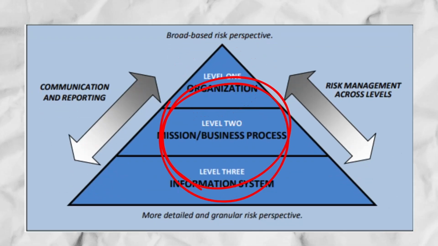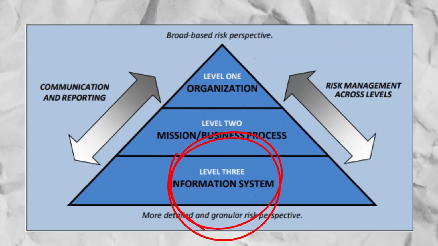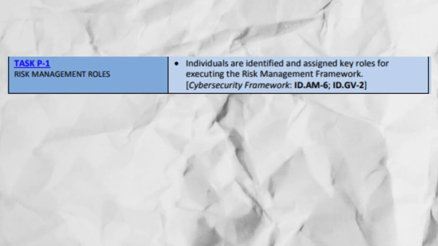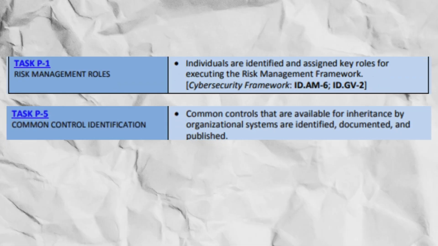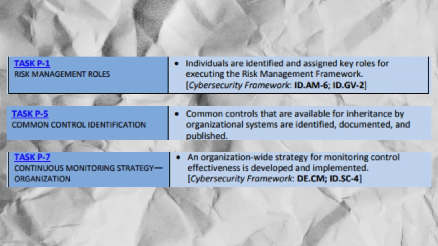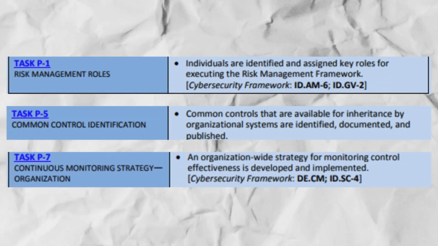It is important to understand that there are 3 levels to this: your organizational level, business and mission process, and the information system itself. During this step is when the stakeholders are going to define things such as the risk management roles, or P1, identify your common or inherited controls, P5, and define a continuous monitoring strategy, P7. This can include things such as organization, access control, and continuous monitoring policies. From there, we move to Step 2, categorize.